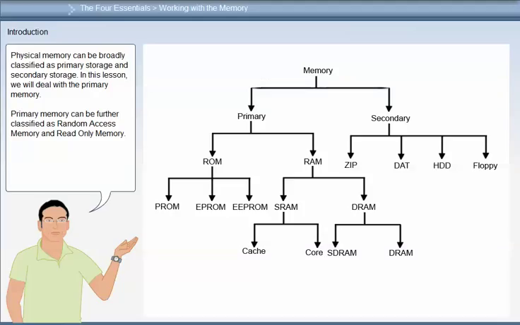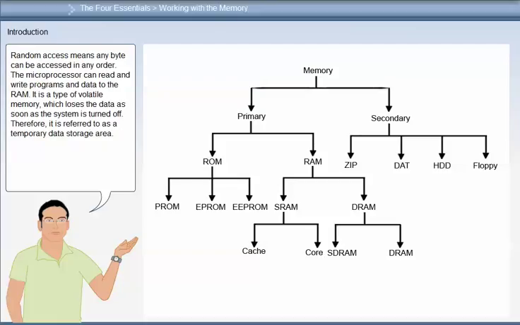Physical memory can be broadly classified as primary storage and secondary storage. In this lesson, we will deal with the primary memory. Primary memory can be further classified as random access memory and read-only memory. Random access means any byte can be accessed in any order. The microprocessor can read and write programs and data to the RAM.